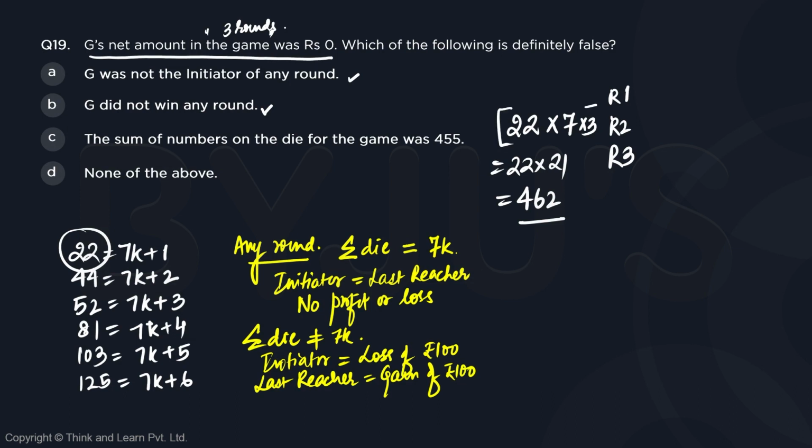The minimum sum of numbers on the face of the die in the 3 rounds, each round having 7 rolls and the minimum being 22, is 462. 455 is even less than that. So the sum of the numbers on the die for the game was 455. This is definitely false. Such a scenario will definitely not exist. So C is going to be the answer. Since it was about the sum of the numbers for the game, we have to think of the range that it can take. Minimum sum has to be 462. So C is the answer.